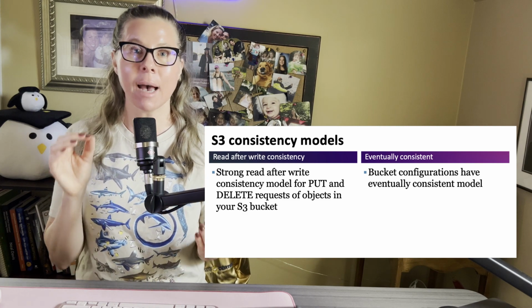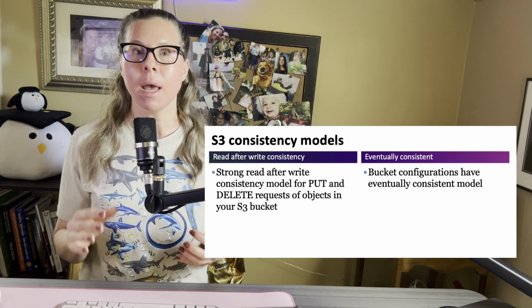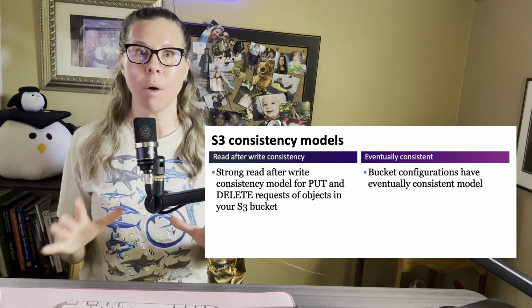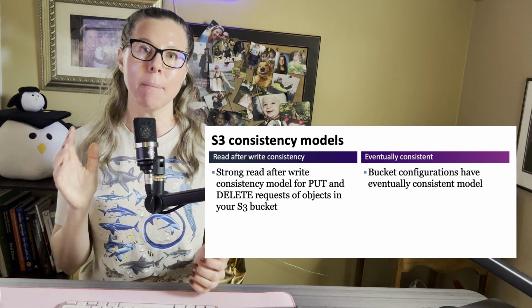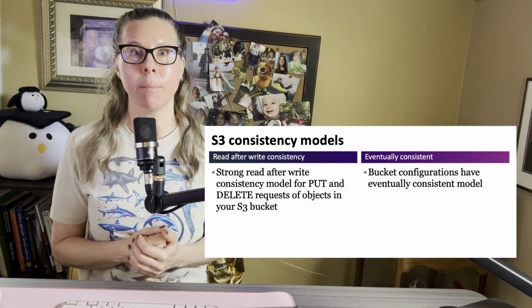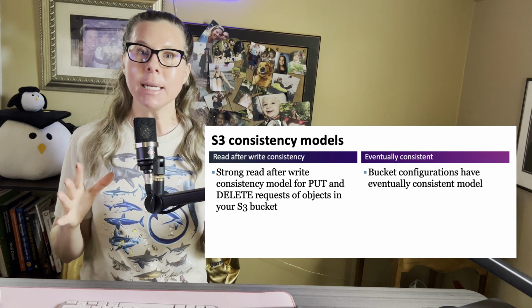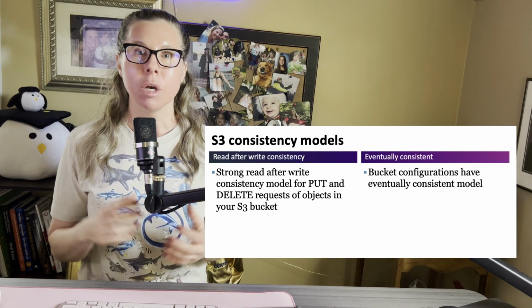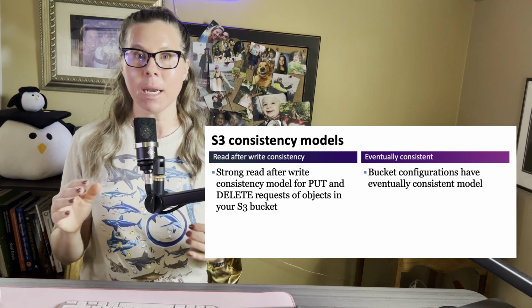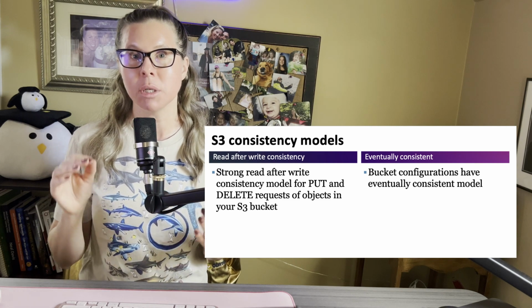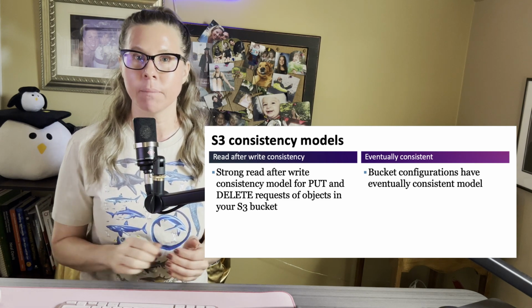Bucket configurations have an eventual consistency model. This means if you delete a bucket and immediately list all buckets, the deleted bucket might still appear in that list. If you enable versioning on a bucket for the first time, it might take a short amount of time for the change to be fully propagated. So AWS advises to wait around 15 minutes before issuing any write operations on your objects in your bucket.